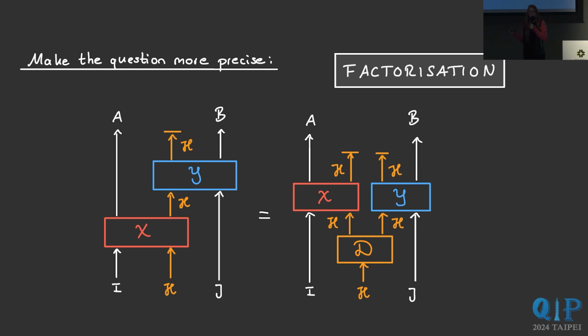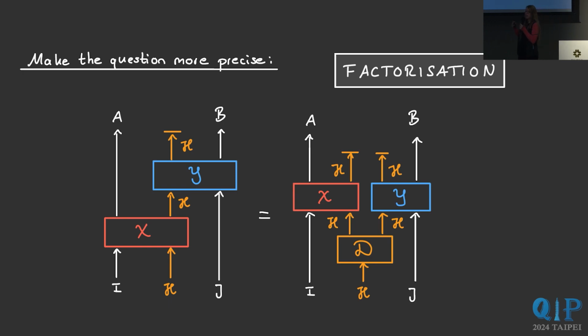Basically, its job is to distribute the information in the Hilbert space according to the information that Alice needs and the information that Bob needs, so that afterwards, these tensor product maps can act on the respective information on the Hilbert space they need. Okay, so this is what I mean by factorization.